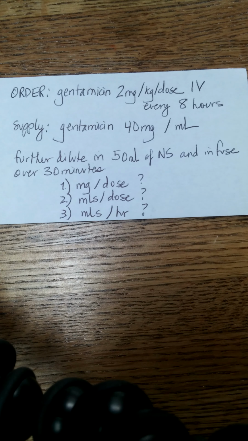it over 30 minutes. So this one isn't one single formula. This one is a multiple kind of formula deal. And what we need to do is we need to do mg per dose first, then our ml per dose, then finally figure out our mLs to the hour. Okay, so here we go.